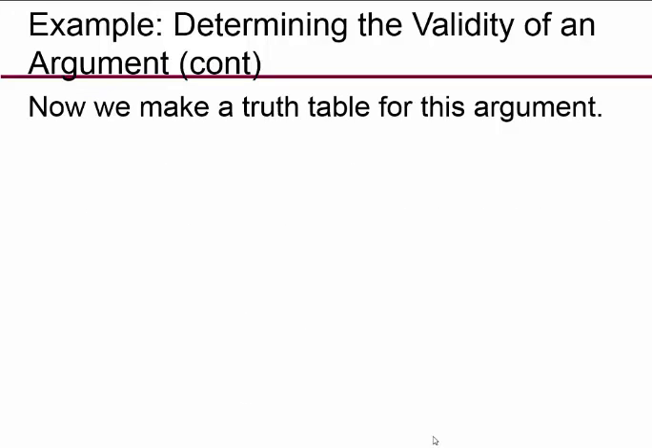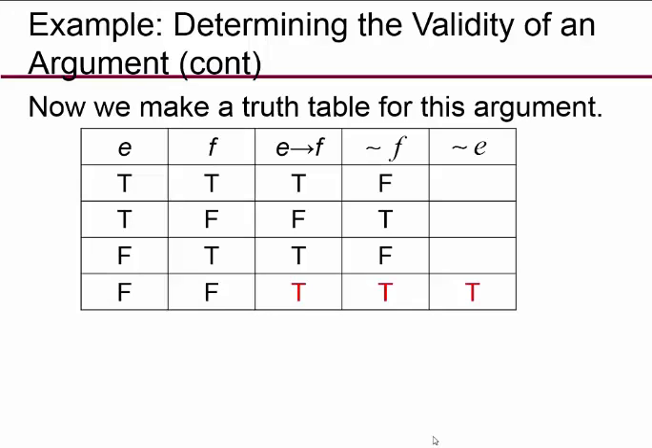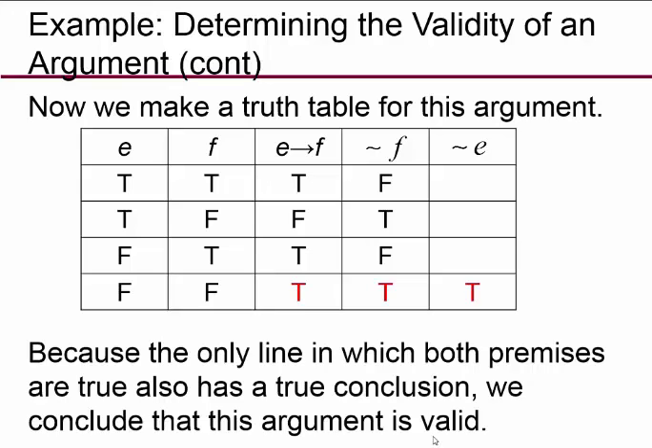So now we're going to go ahead and make a truth table for the argument. And so here we have the two premises. And you can see that if E is false and F is false, then the if-then is true, the not F is true, and then of course the conclusion here would be true. Now, because the only line in which both premises are true also has a true conclusion, we conclude that this argument is valid.